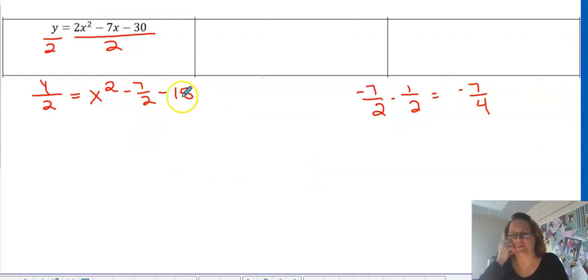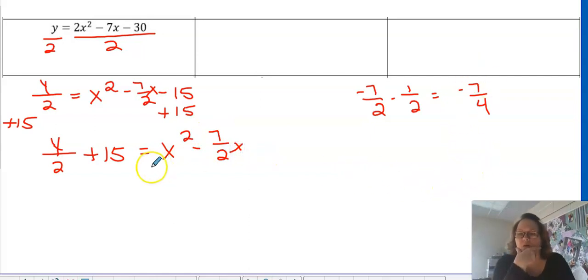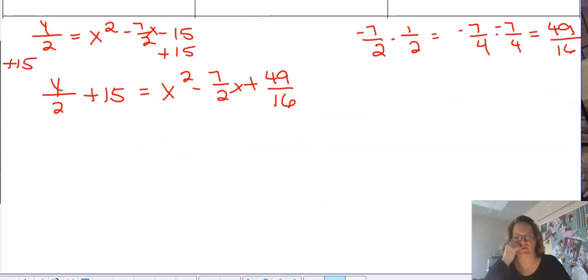This is going to get complicated, but that's fine. Before I do that, though, I want to get rid of this 15. So I'm going to add 15 on both sides. So my left side is y over 2 plus 15 equals x squared, I'm sorry, this is supposed to be an x right here, minus 7/2 x. Okay, so cut this in half and square it. 7/4 times 7/4. Well, negative. So give me a positive. 49/16.